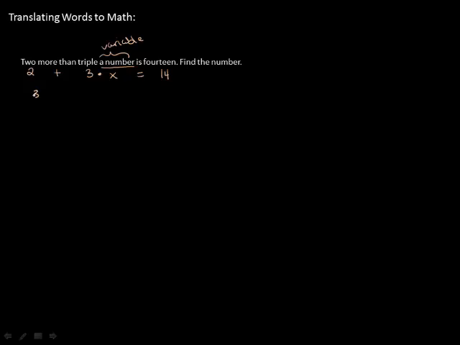So then I'm going to put that together a little nicer. So 3x plus 2 equals 14. Subtract 2 from both sides, I get 3x equals 12. Divide by 3, and x is 4. Oh, I ran out of space. Hold on one second.